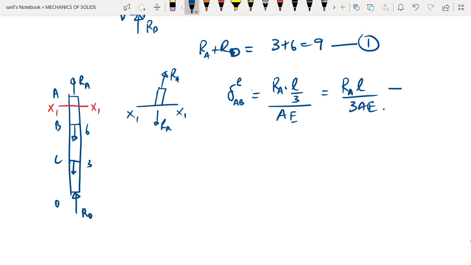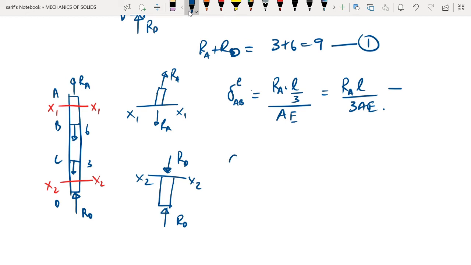So if we come to the segment CD, again what we have to do is mark a section here and draw the free body diagram of the segment CD. RD is the force acting, so for equilibrium we should have RD acting downward. So you can see that this region is undergoing a contraction.